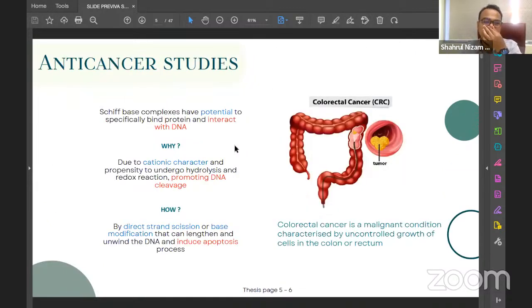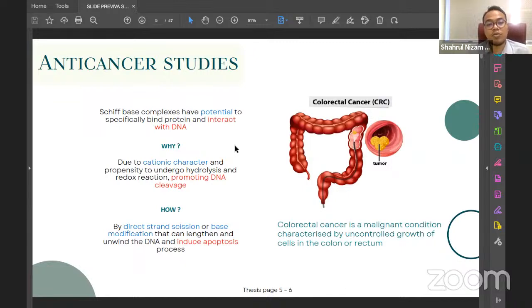Now, in terms of anti-cancer studies, there is a lot of research reported on the potential of Schiff bases and Schiff base complexes as anti-cancer agents, cytotoxic agents, or biologically active agents. So we are inspired to do something with our compounds, and hence we choose colorectal cancer, CRC, as our prime study. We would like to see how effective our Schiff bases and Schiff base complexes are to kill, to inhibit, to kink the DNA of the cancer.